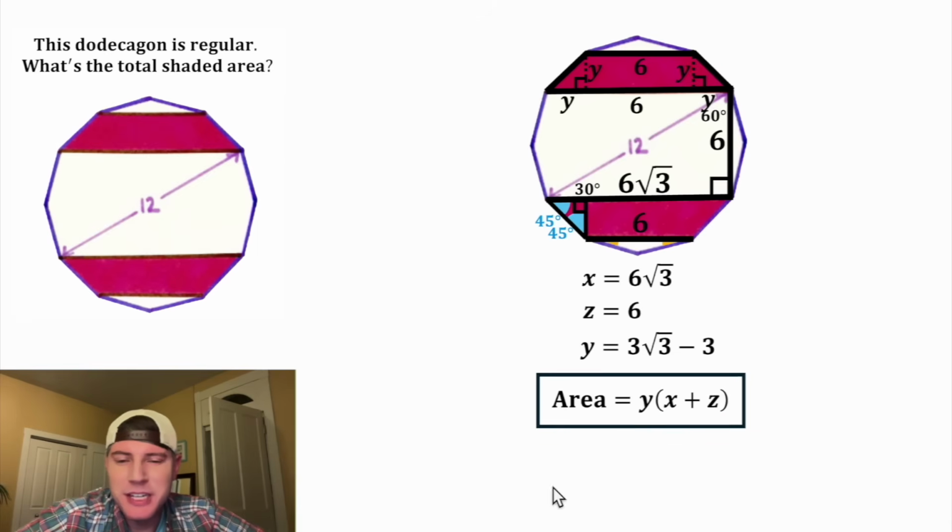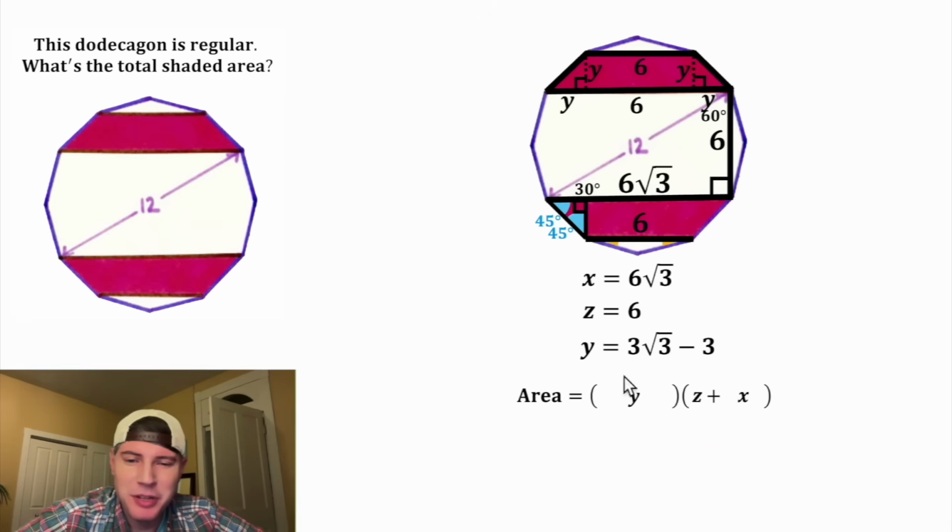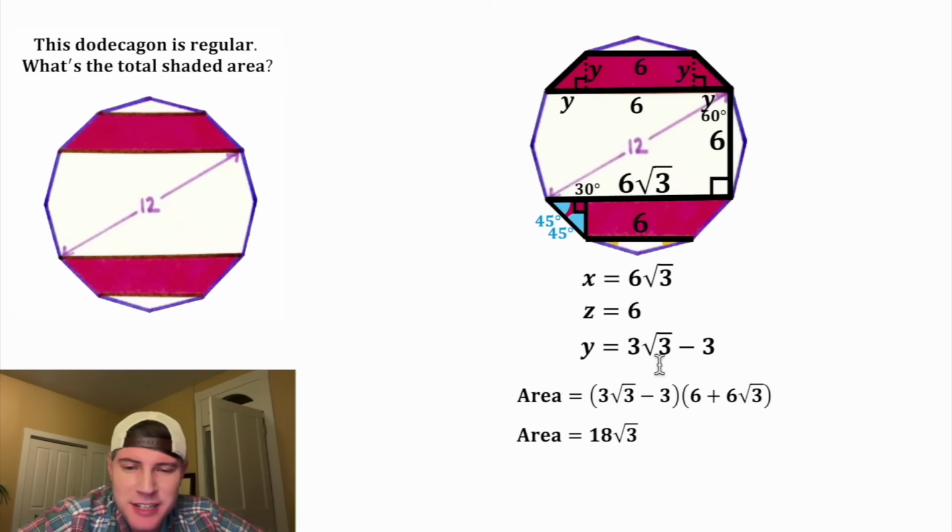Now we have everything we need to find the area. Let's break it out of the box and give ourselves some room. In the place of the y, we can plug in 3 root 3 minus 3. In the place of the z, we can plug in 6. In the place of the x, we can plug in 6 root 3. And then we can multiply this out. It'll be 18 root 3 plus 18 times 3 minus 18 minus 18 root 3.